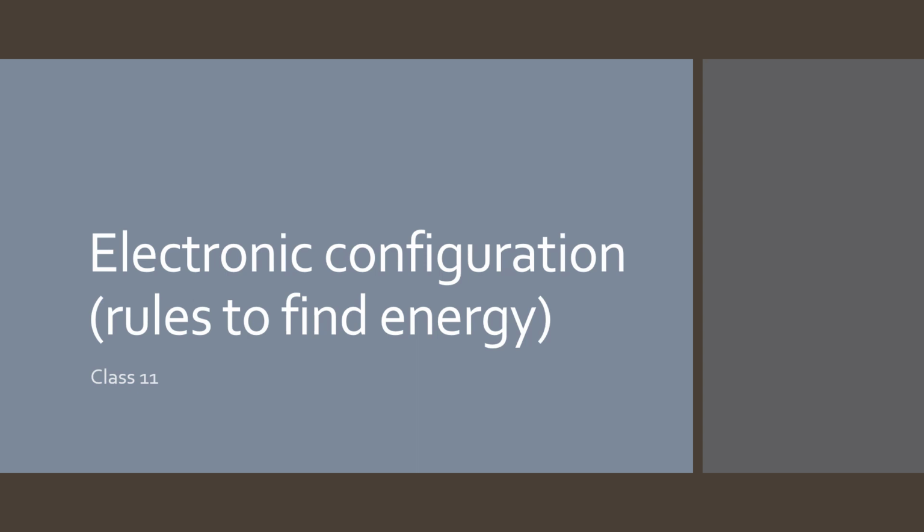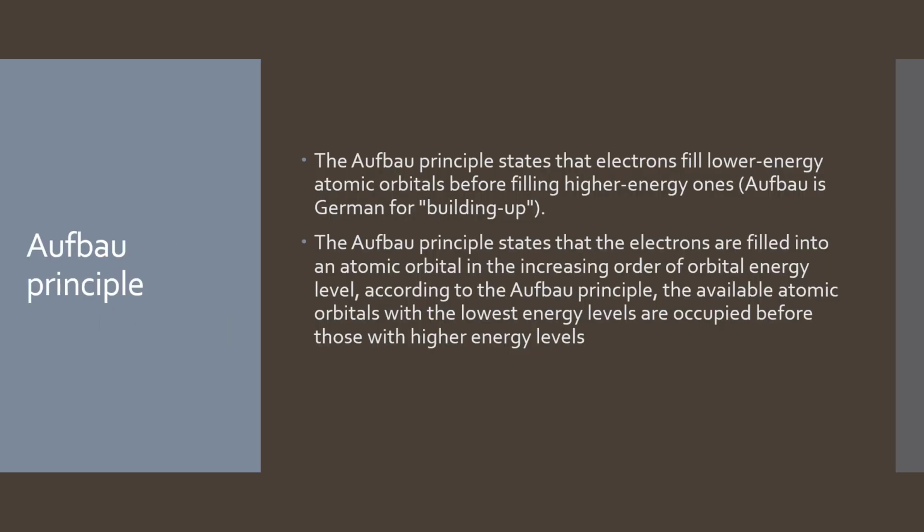Viewers, in this lecture I'm going to talk about the electronic configuration and rules to find the energy of the orbits. That's the last topic of our physics book, chapter number 2, atomic structure. Let's move to the second principle, or the second rule.